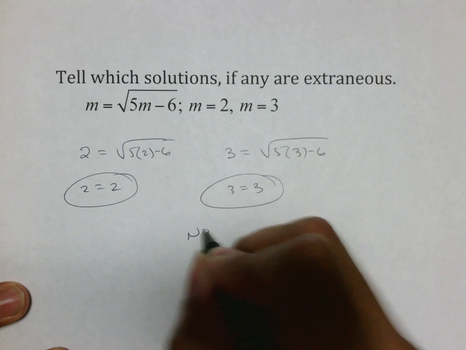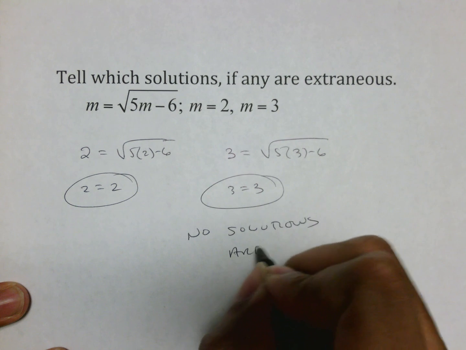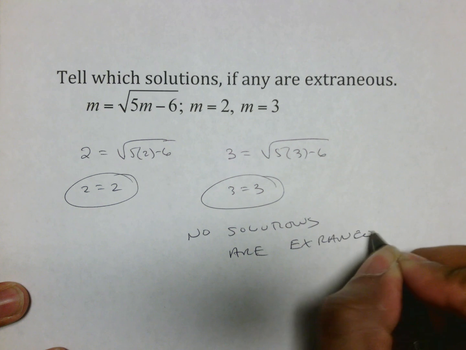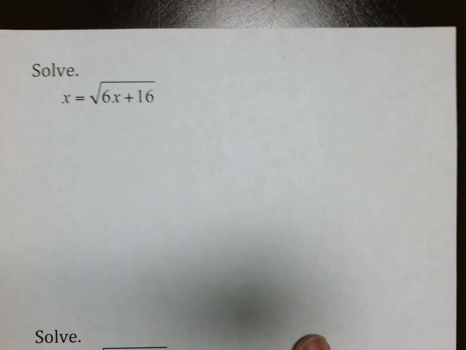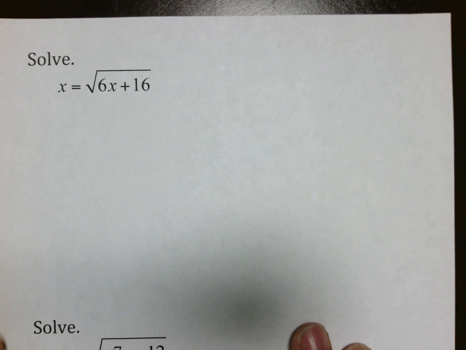So in that situation, no solutions are extraneous, because both solutions worked. Again, you never know what's going to happen, but what you should always do whenever you have a variable on the inside and outside is check them, because if you don't, you run the risk of giving two answers and there's really only one, or you run the risk of giving one answer when there's actually none.